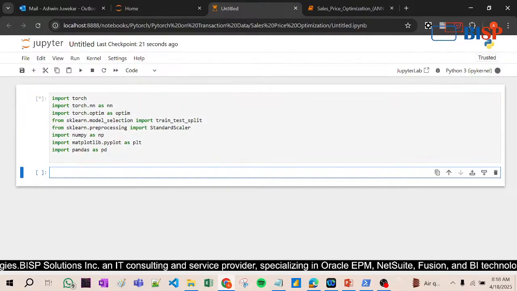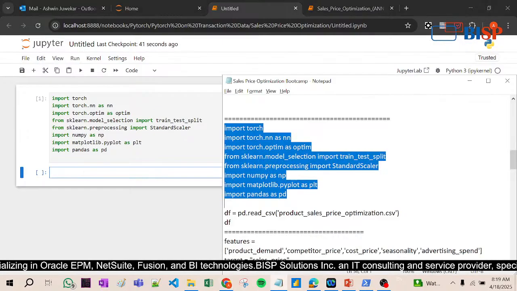Torch, and torch.nn, where nn means neural network. Optimization is required. The train test split function is required, and then the remaining ones: NumPy, Matplotlib for plotting, and Pandas, a very well-known library, as pd. Okay, now the libraries are imported.